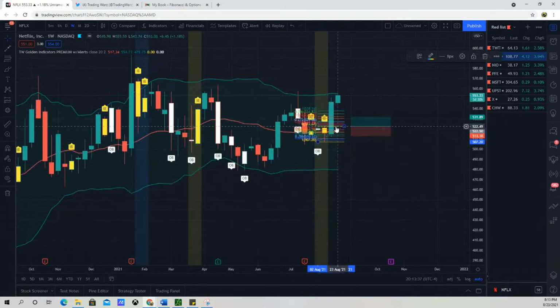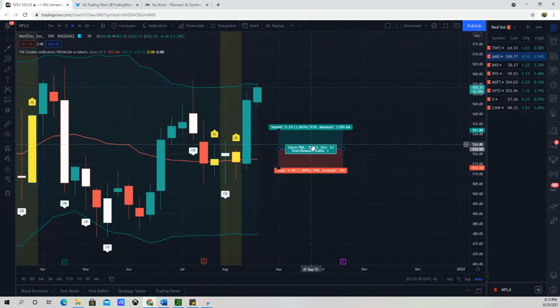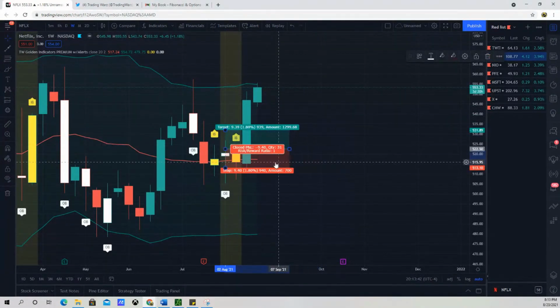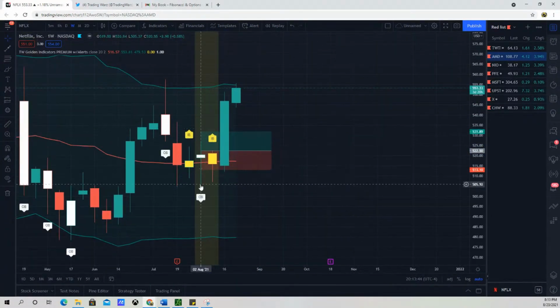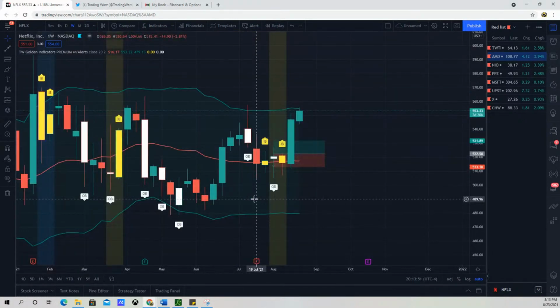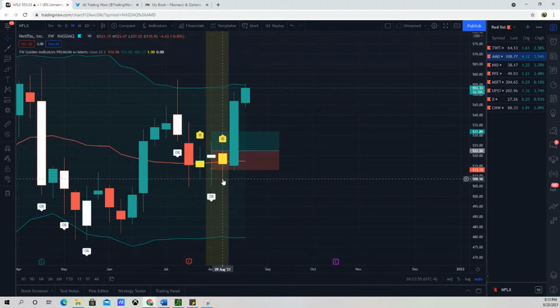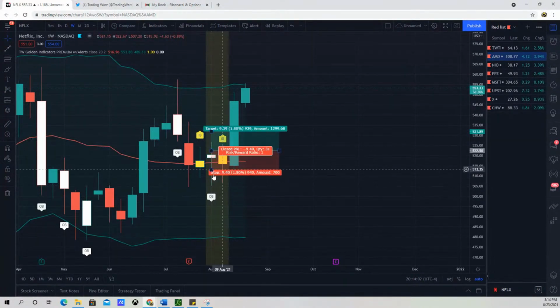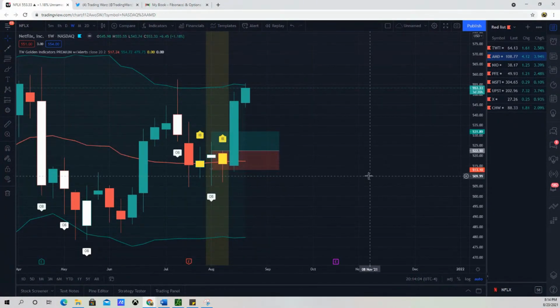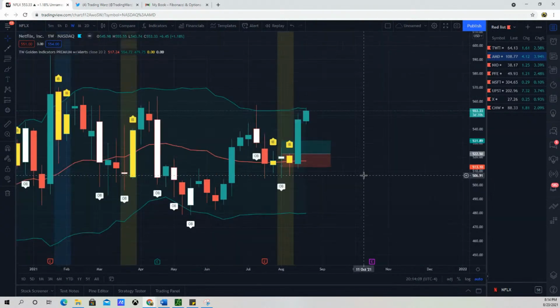So Netflix, right, this was the exact setup on Netflix right here. So let me just move this over. So you see this inside bar here, guys. This one right here was the Holy Grail, right? And I told a lot of you guys that the Holy Grail is a very powerful pattern, because it identifies two important candlesticks, an outside bar and an inside bar. The outside bar traps the bears and the bulls, and the inside bar pauses and consolidates, getting ready for a move.